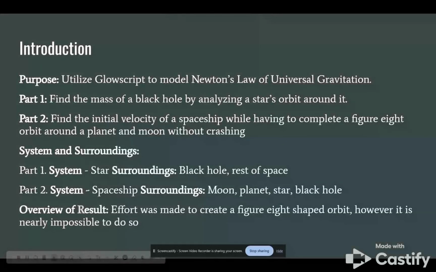So for the introduction, our purpose is to utilize GlowScript to model Newton's law of universal gravitation. For part 1, we had to find the mass of a black hole by analyzing a star's orbit around it, and part 2, we had to find the initial velocity of a spaceship while having to complete a figure 8 orbit around a planet and moon without crashing.